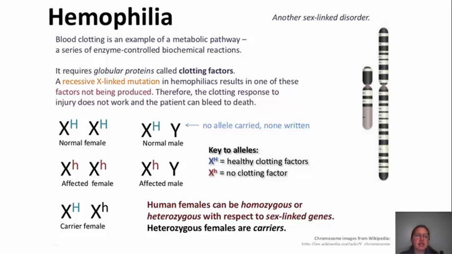So just like in the color blindness, we're going to use capital letter H for the healthy clotting factor and lowercase h for no clotting factor, thus leading to hemophilia. So you can again have a normal female with 2 capital H's, an affected female with 2 lowercase h's, or a carrier female that is heterozygous. And again, males cannot be carriers. They are either normal or affected.